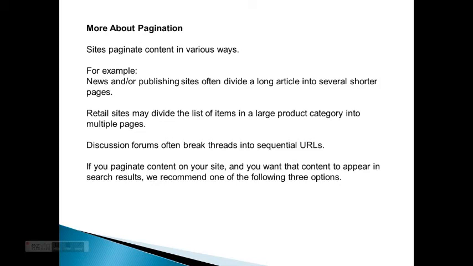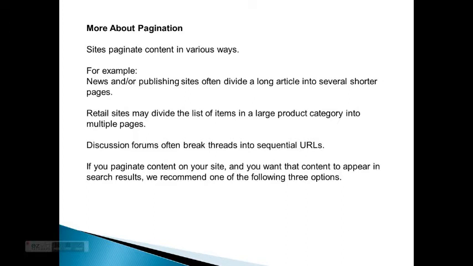Sites paginate content in various ways. For example, news and publishing sites often divide a long article into several shorter pages. Retail sites may divide the list of items in a large product category into multiple pages. Discussion forums often break threads into sequential URLs.